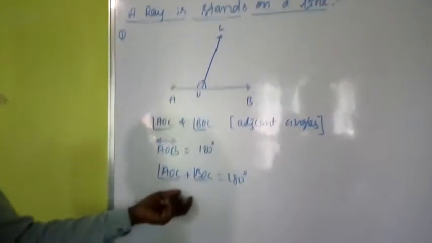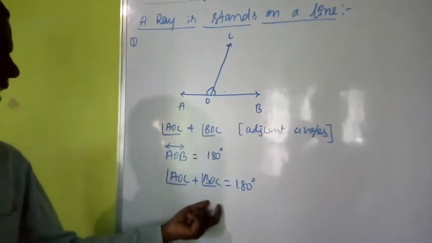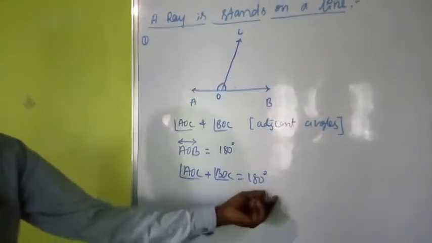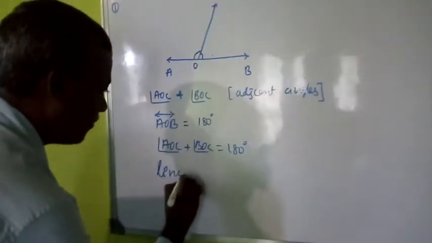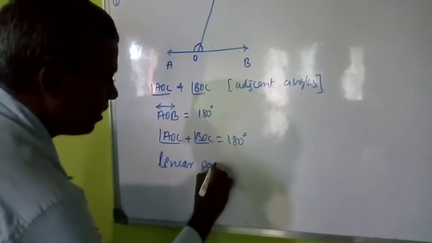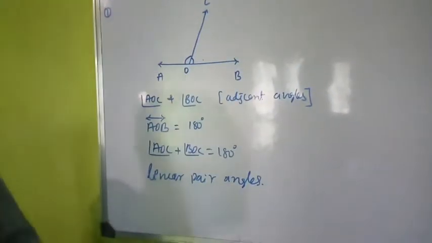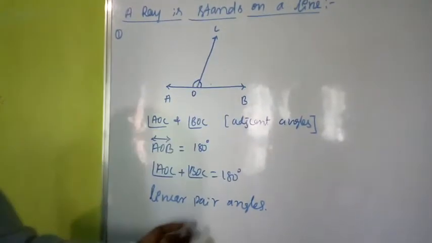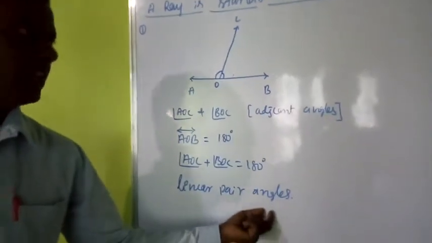We have learned this. So this is a linear pair of angles. Angles which are formed on a straight line, so the sum of the two angles is equal to 180 degrees. Such a type of angles is called a linear pair of angles. Correct, students? Yes, exactly. So angles which are formed on a straight line, the sum of the two angles is equal to 180 degrees. Such a type of angles is called a linear pair of angles.